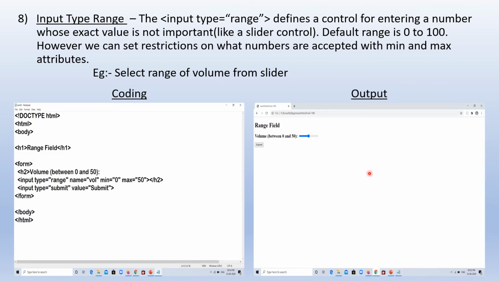Yes, so this is the output. Now you came to know what is slider. See, this is in the middle. That means this volume is from 0 to 50, so the midpoint will be approximately 25. Likewise you can select the volume. So this is called as slider.